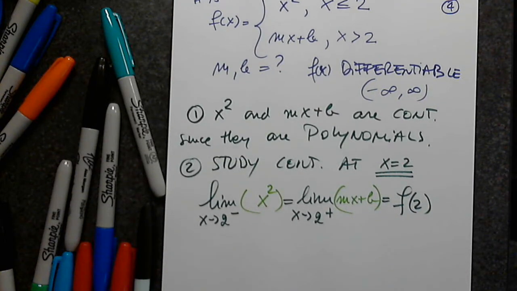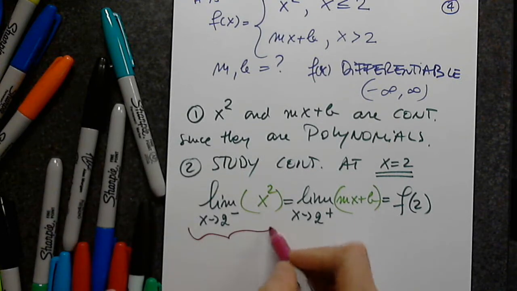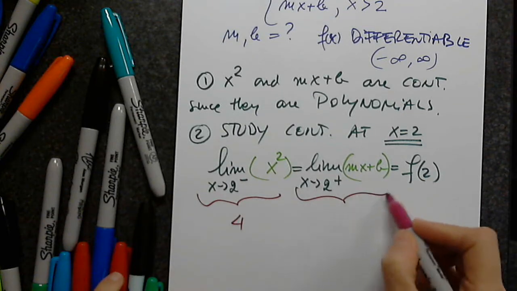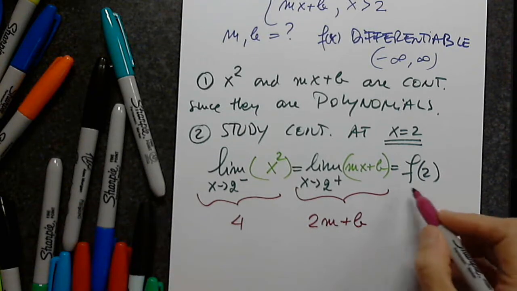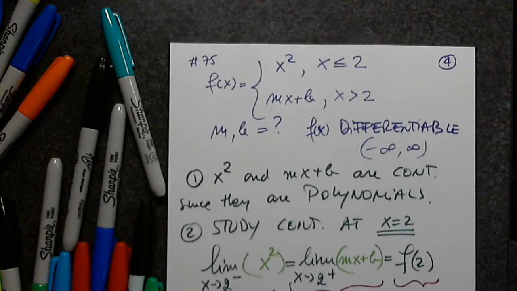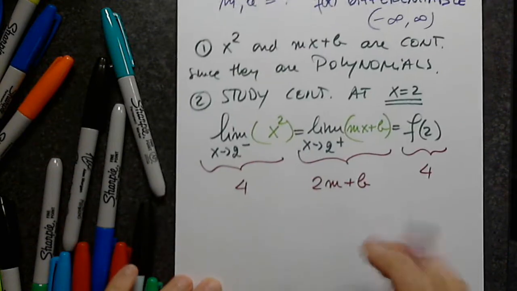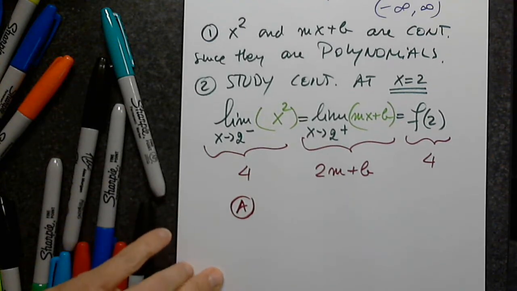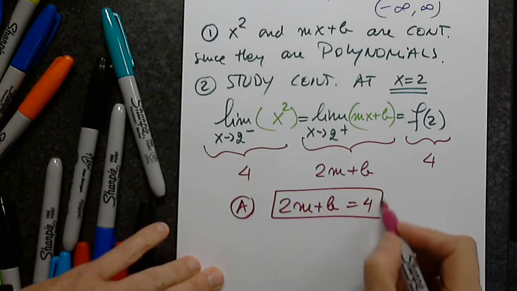Perfect. So now I'm looking for this answer, please. 4. Now I'm looking for this answer, please. 2m plus b. Awesome. And now I'm looking for this answer. Good. So what is the first equation? I'm going to call it A. Give me an equation that 4 equals 2m plus b. Absolutely excellent.